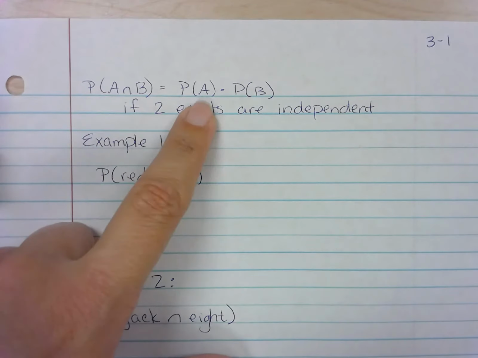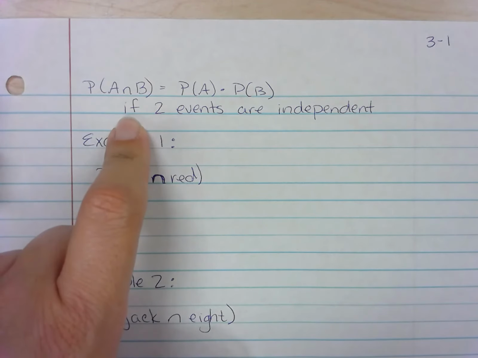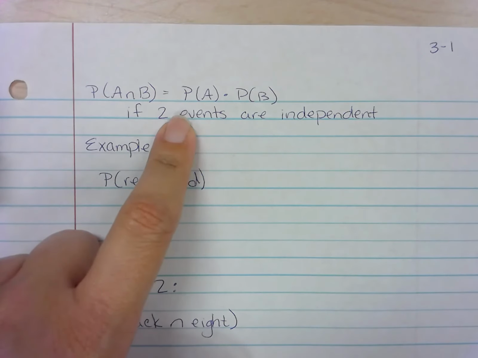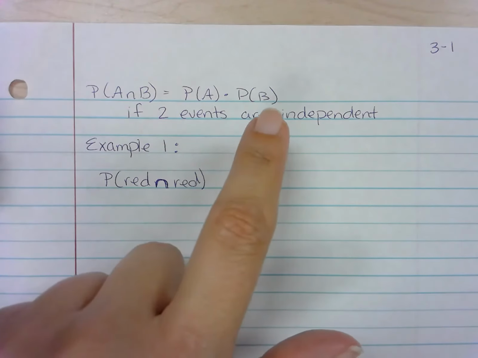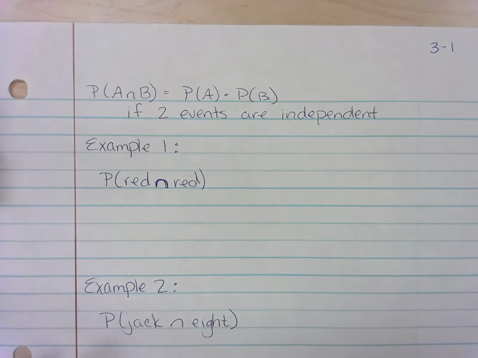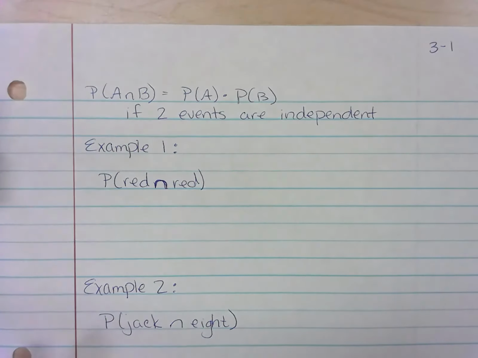So when I put the numbers into this equation, if those two things are equal to one another, the events are independent of one another. If when I put all of the numbers into this equation, the numbers don't come out to be equal to one another, then the events are not independent. There are a lot of events in the world that are not independent.